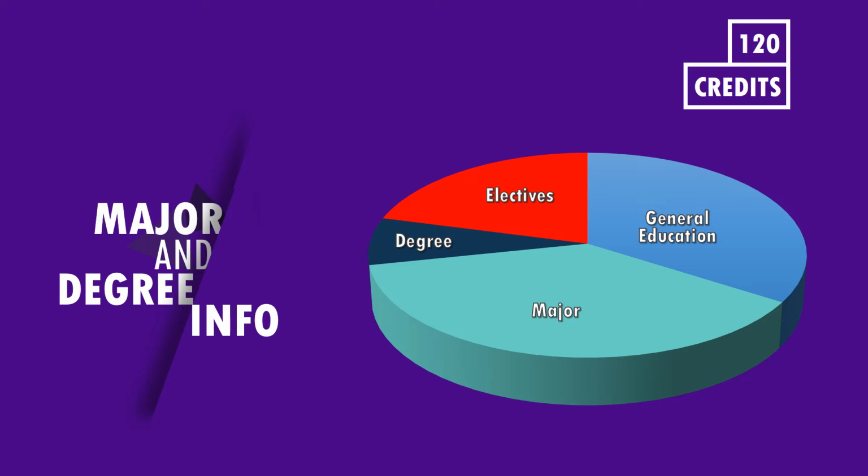Some majors will have different options. For example, in the school of communications, if you have a communications degree, the communications major, you can select the Bachelor of Arts or Bachelor of Science degree. It's totally up to you.